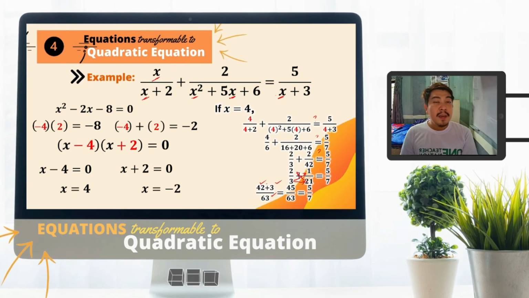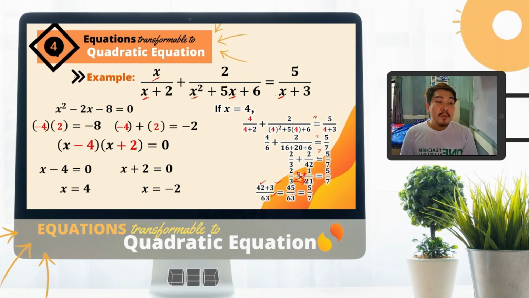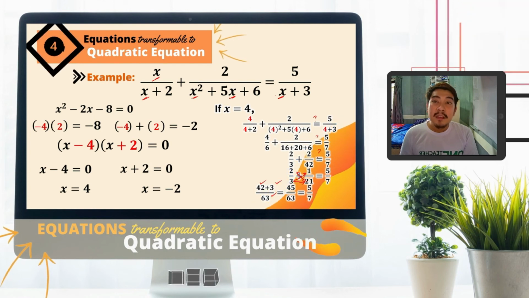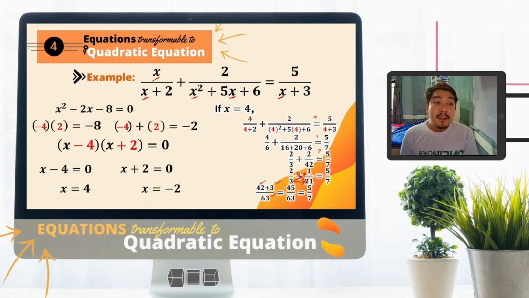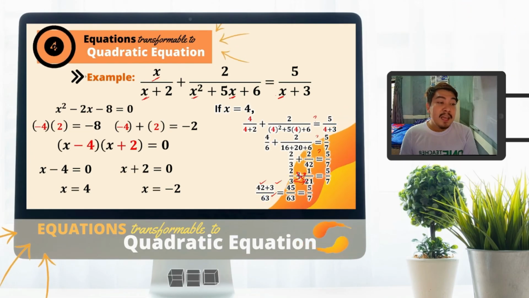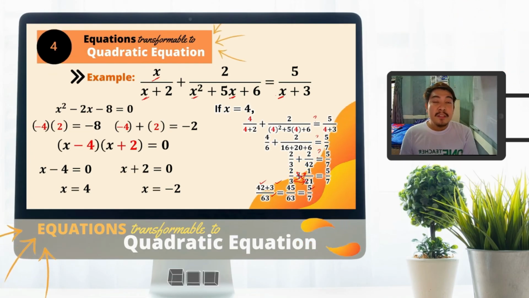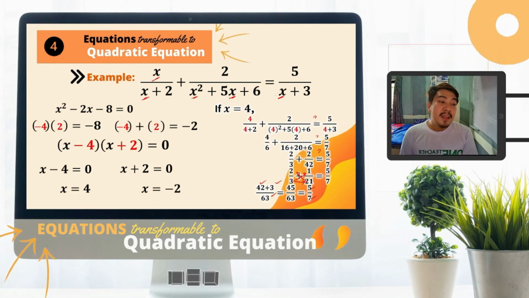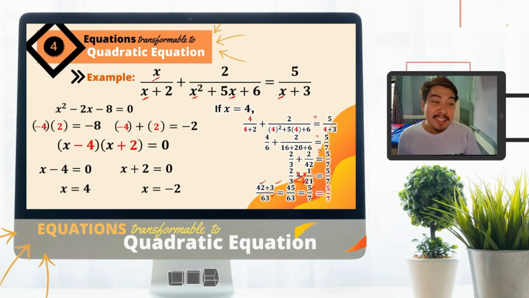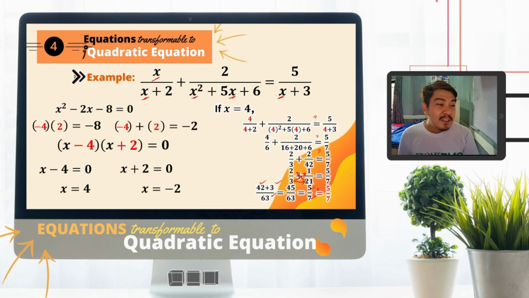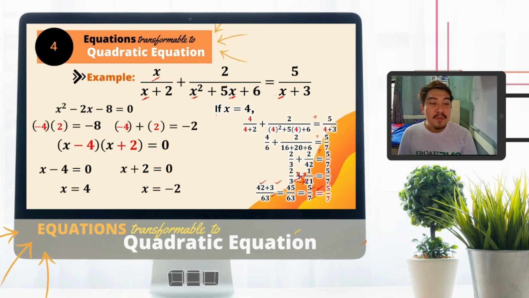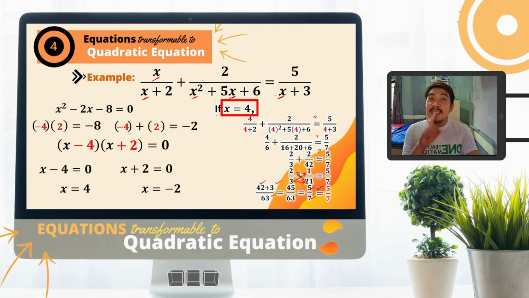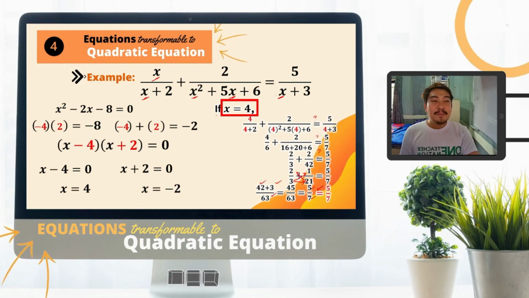And if we are going to simplify, 42 plus 3, that will be 45 all over 63. And if you can see, these two, 45 and 63 are both divisible by 9. So, 45 divided by 9, that will be 5. And then 63 divided by 9, that will be 7. And if you can see, equal sila. Ayan. So, check. Equal sila. So, therefore, si x equals 4 ay isa sa ating solutions.